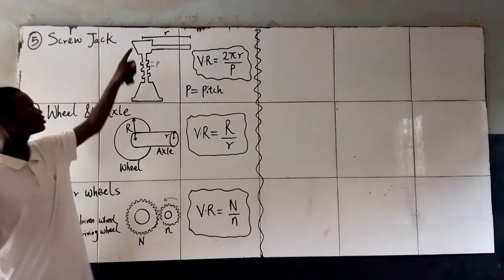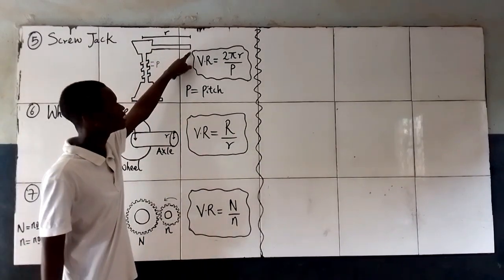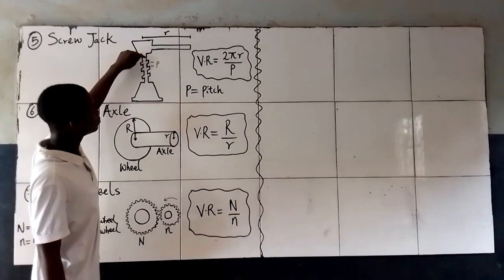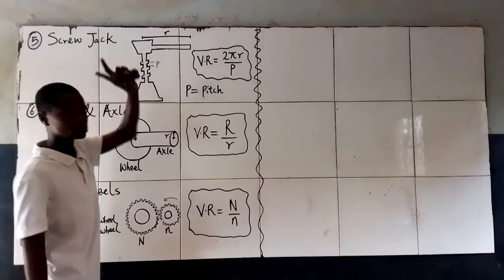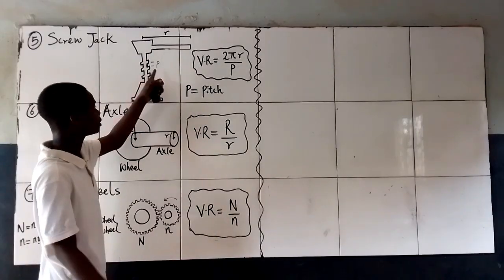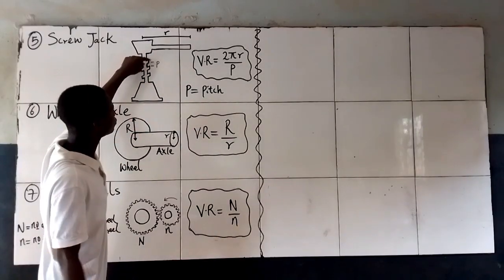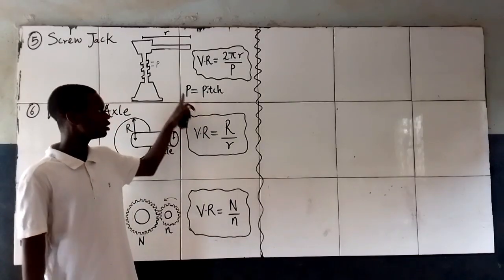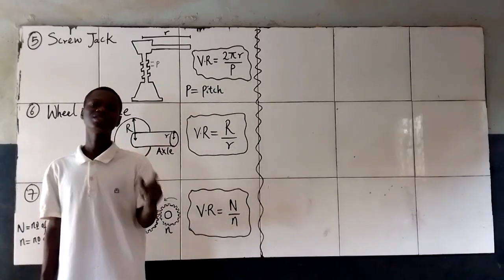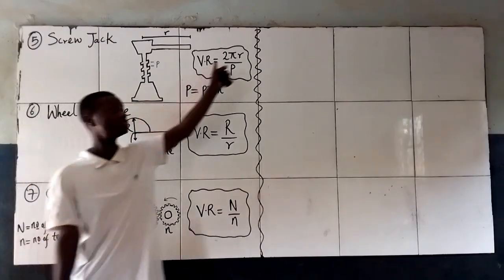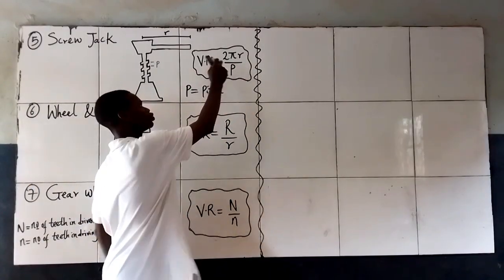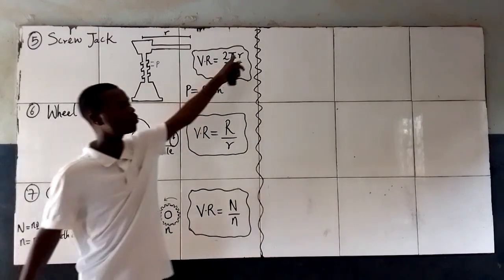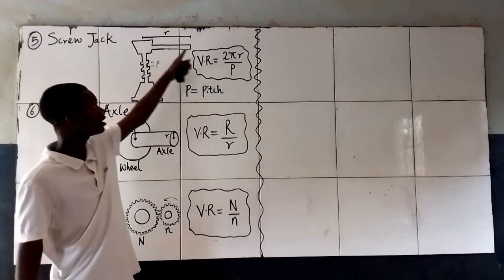Now observe something. From this point to the end of the handle is called arm. While the distance between two consecutive screws is called a pitch. I repeat, the distance between two consecutive screws is called a pitch, abbreviated as P. So if by chance you want to get the velocity ratio of a screw jack, this is the formula you use. It is 2 pi r over P, where P is the pitch, and r is the radius, that is from here to here.